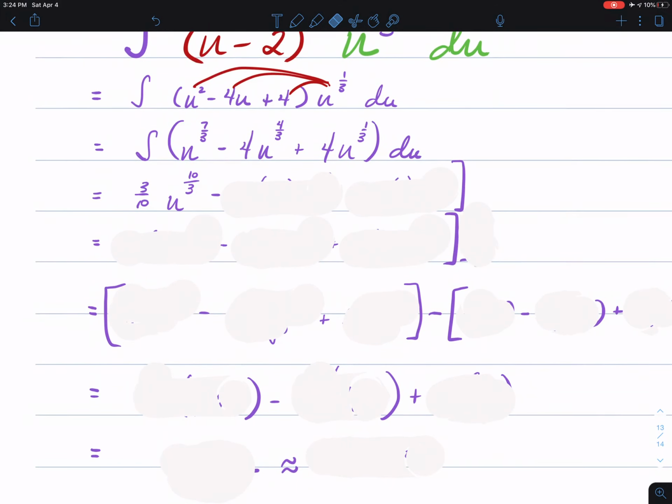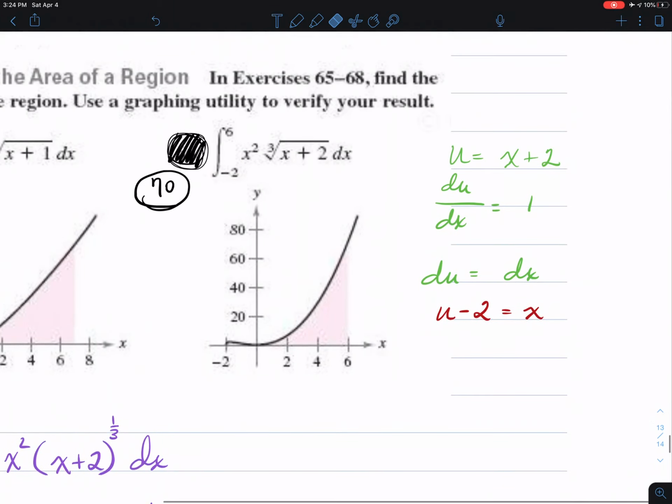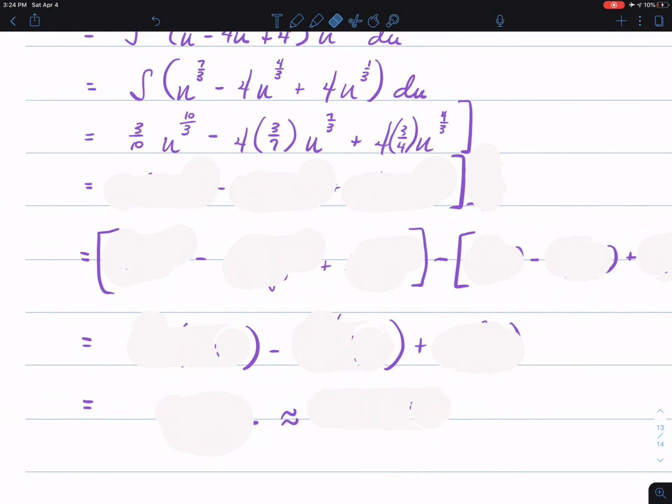So the integral of the first piece is going to be 3/10 u to the 10/3. The second piece, minus 4 times 3/7 u to the 7/3. And the last piece, plus 4 times 3/4 u to the 4/3. So now we're ready to clean up our coefficients, but let's also put our x's back in. So you remember that u is going to get replaced by x plus 2. All right, so we have 3/10, there's my u to the 10/3. This piece, the coefficient gets cleaned up to 12/7. And the last piece, my coefficient just gets cleaned up to a 3.